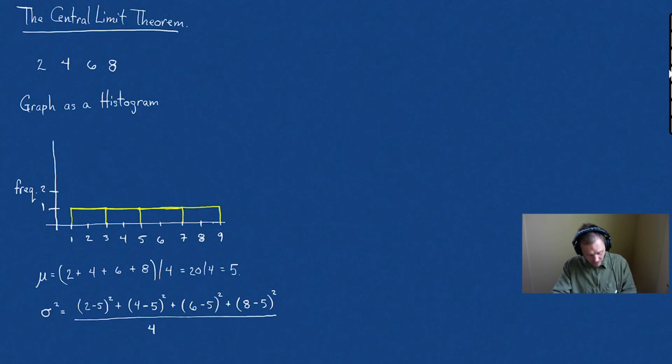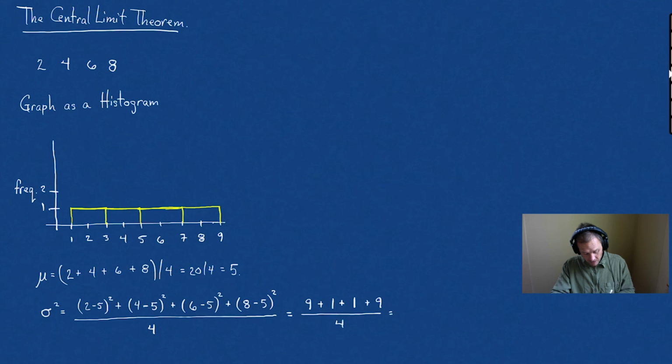So this is going to be equal to 2 minus 5 is negative 3. Let's square that. We get a 9. Plus 4 minus 5 is negative 1. We're going to square that and get a positive 1. And then 6 minus 5 is 1. Square it for 1. 8 minus 5, that's 3. Square it, that's 9. Add all that up. Divide it by 4.